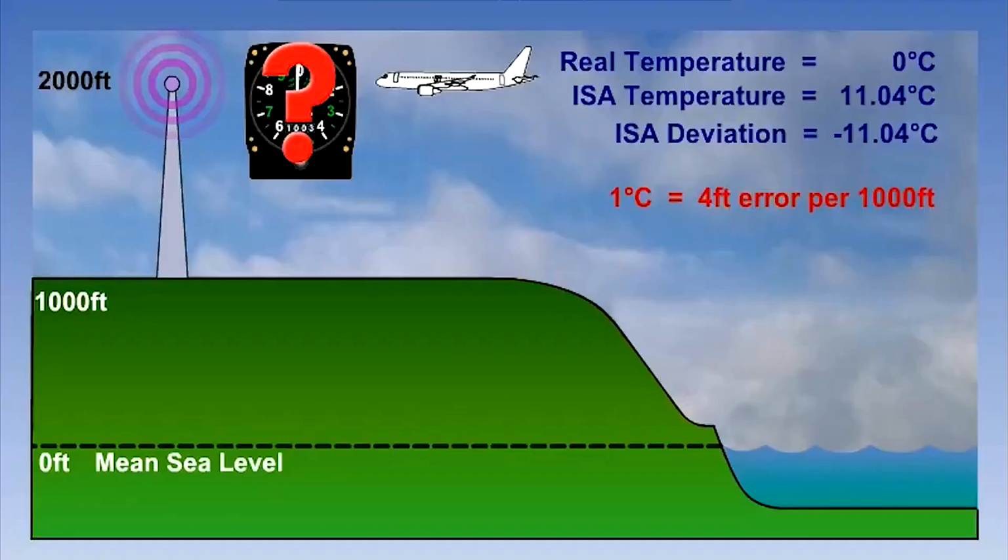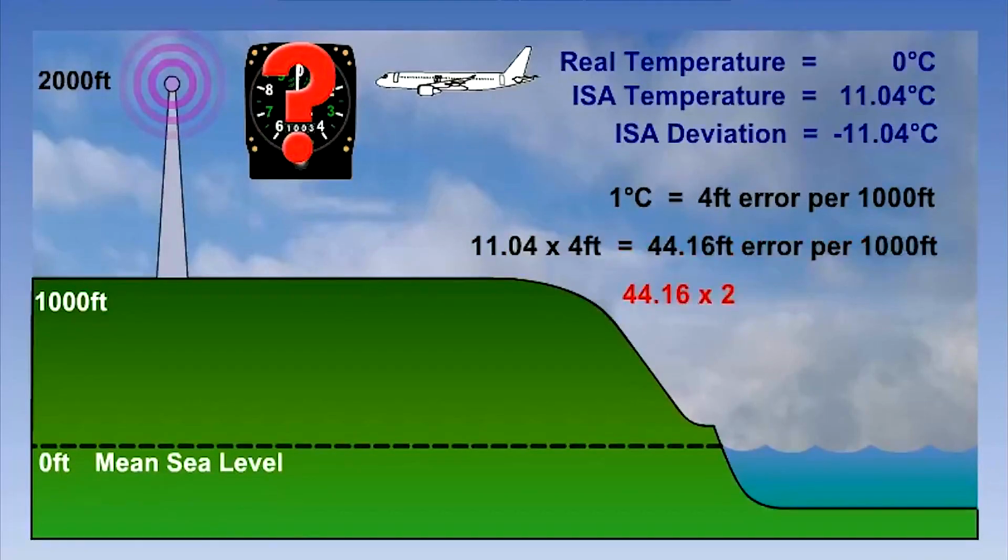From the formula, we see that for every 1 degree deviation we had a 4-foot error per 1000 feet, but we have an 11.04 deviation. So we multiply 11.04 by 4 feet to give an error of 44.16 feet per 1000 feet. However, our aircraft is at 2000 feet, so we must multiply 44.16 by 2 to find the total error in 2000 feet. Therefore, our altimeter is in error by 88.32 feet.